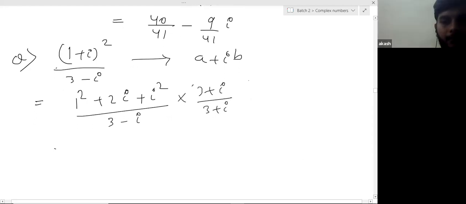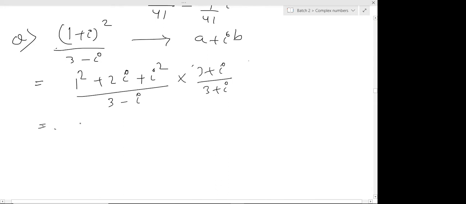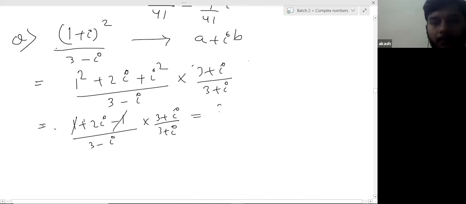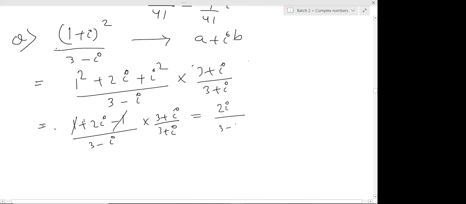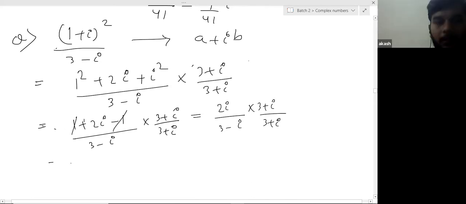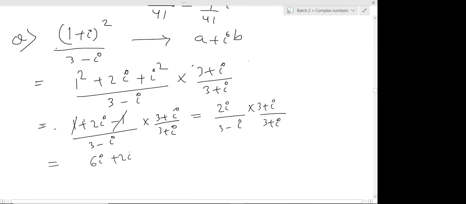Okay. Next step, it will be 1 plus 2i minus 1, by 3 minus i, and there is the same thing. Then you can cancel out 1 and 1, so 1 minus 1 is 0. 2i into 3 plus i, so it will be 6i plus i square. Here we'll write 6i plus 2i square, right? Yes, 2i square by 3 minus i.